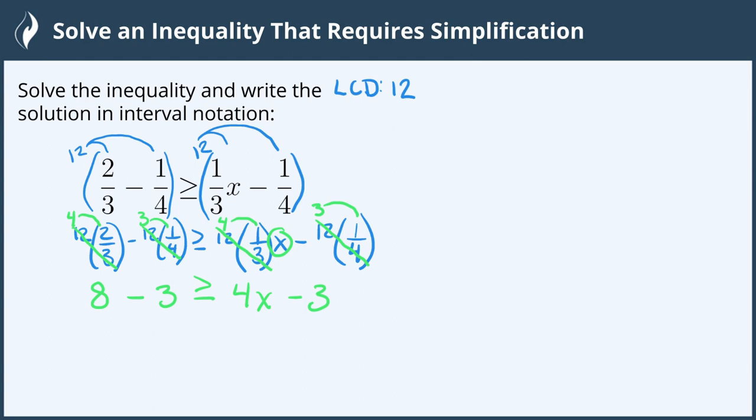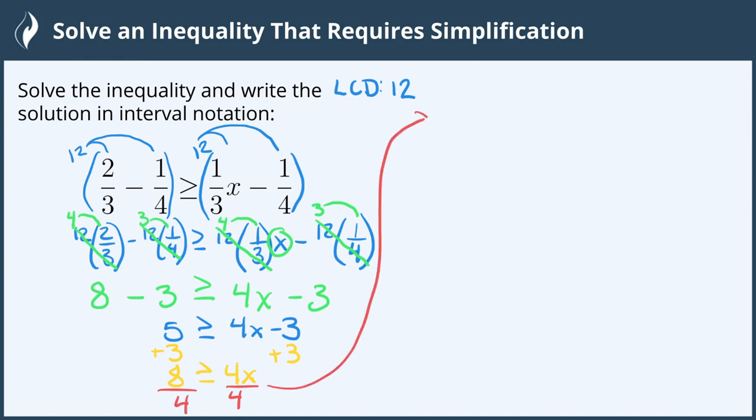And now we don't have any more fractions. It's my favorite trick to get rid of all of the fractions in an equation. Now we can just simplify. 8 minus 3 is 5, is greater than or equal to 4x minus 3. To isolate the variable, we'll need to add 3 to both sides, which gives us 8 is greater than or equal to 4x. And the last step will be to isolate the x by dividing both sides by 4, making our answer 2 is greater than or equal to x.